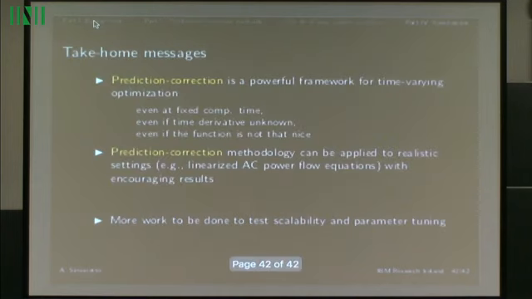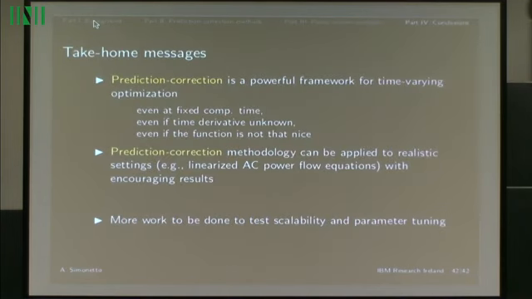Okay, so I'm going to wrap it up with some take-home messages, and then there is plenty of time to ask questions. Here I wanted to really push forward a framework, which is prediction-correction. You can use it for power systems, and you can use it for other things, every time you have an optimization problem that you cannot solve exactly in the time frame in which you want to dispatch your decisions. I wanted to say that this works well even at fixed computational time, even if the time derivative of the gradient is unknown. That's fine, you can estimate it. And even if the function is not that nice, although I didn't touch on this very much, it can be extended.